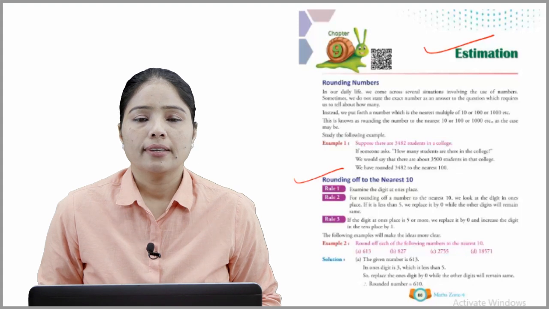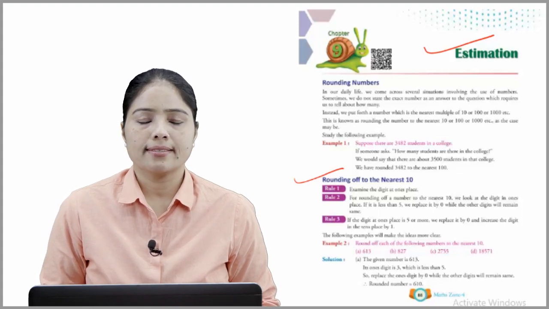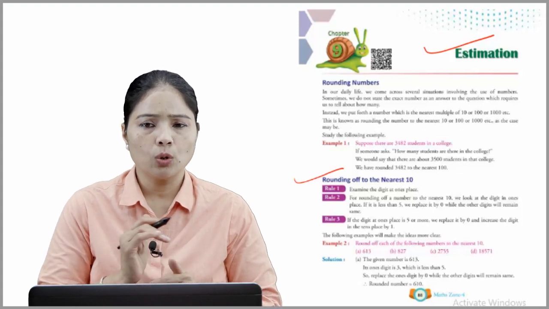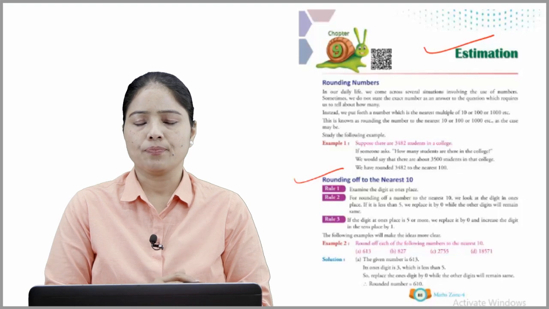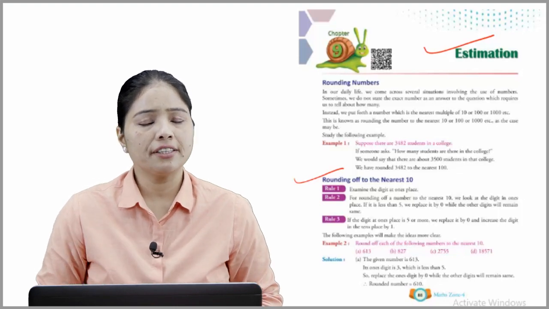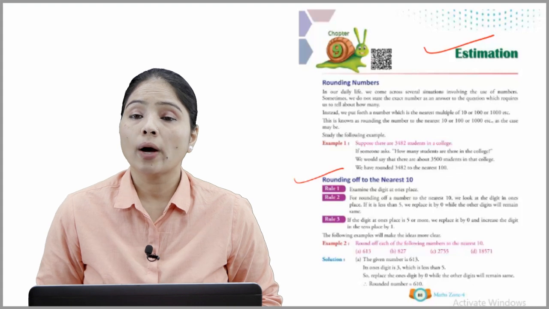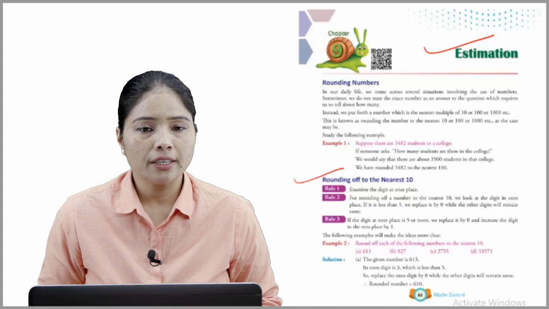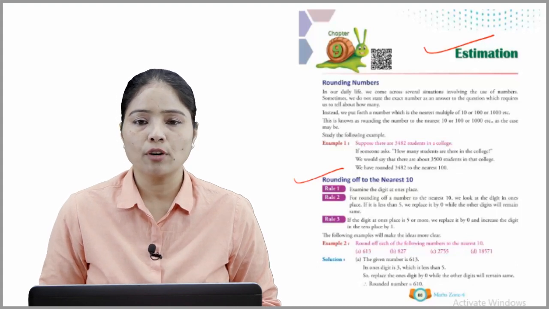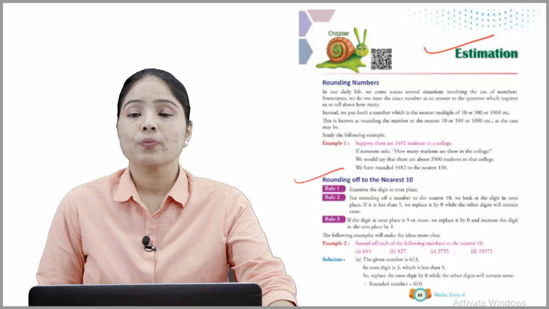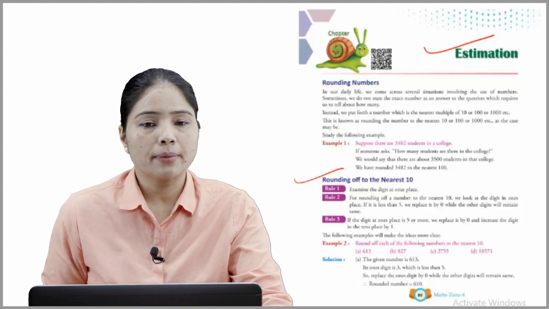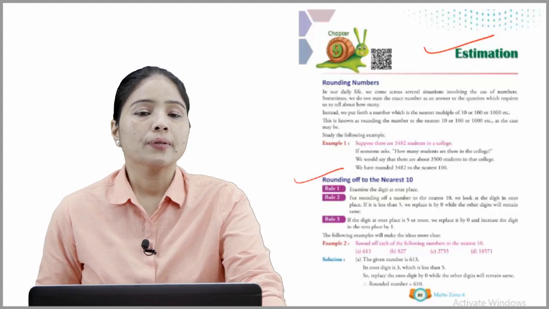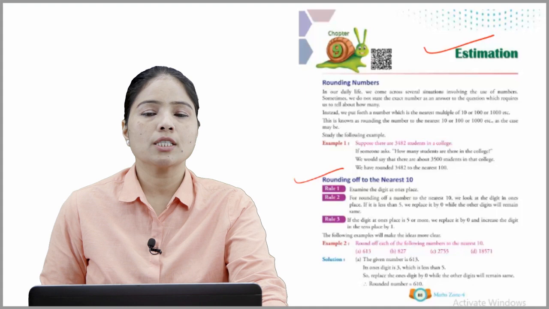Rule number 1. Examine the digit at ones place. Rule number 2. For rounding a number to the nearest 10, we look at the digit in ones place. If it is less than 5, we replace it by 0, while the other digits remain the same. Rule number 3. If the digit at the ones place is 5 or more, we replace it by 0 and increase the digit in the tens place by 1. I hope you understood rules number 1, 2 and 3. The following examples will make the ideas more clear.